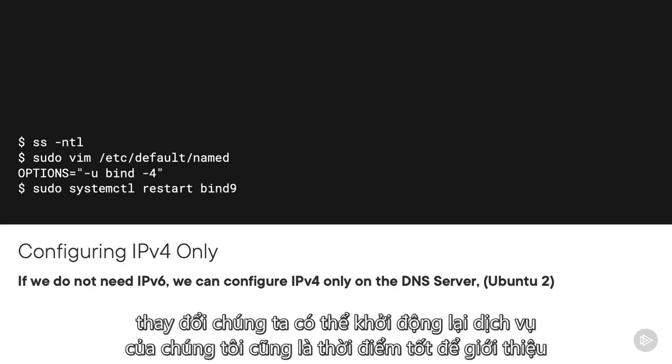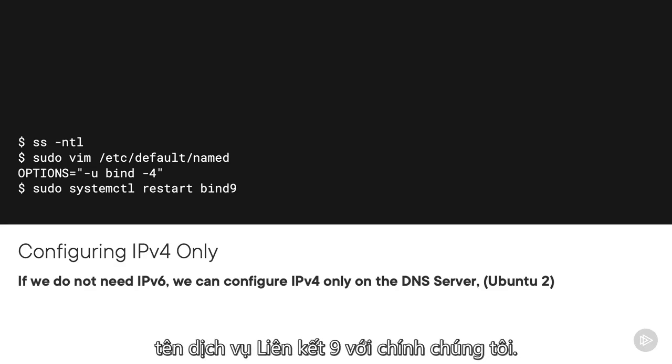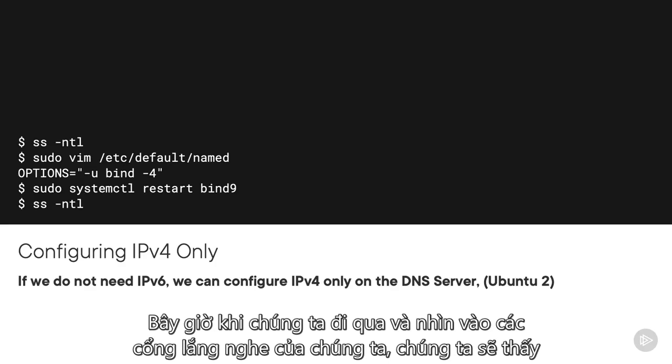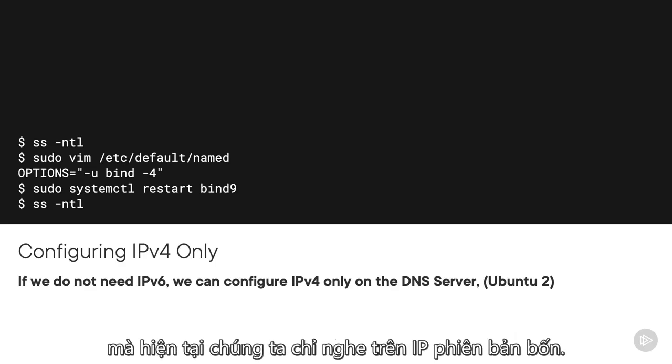Having made the change, we can restart our service. Also a good time to introduce the service name bind9 to ourselves. Now, when we go through and look at our listening ports, we should see that we are listening now only on IP version 4.